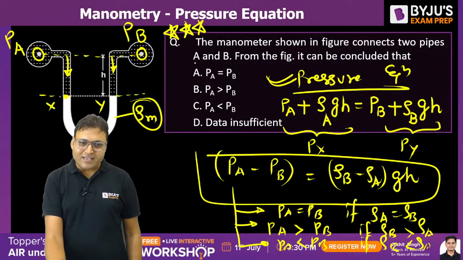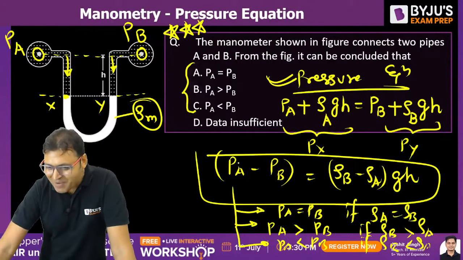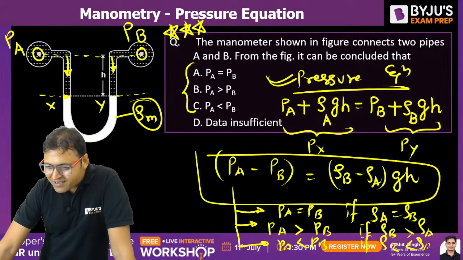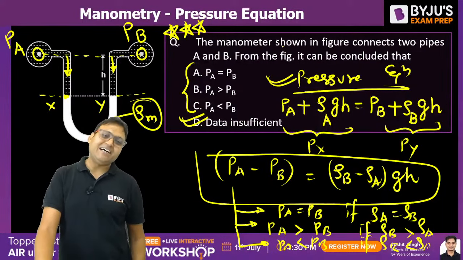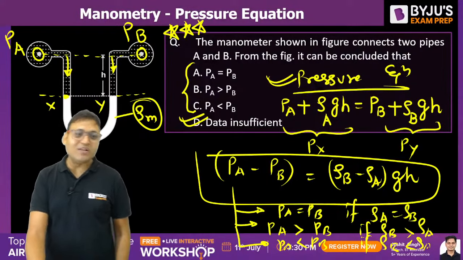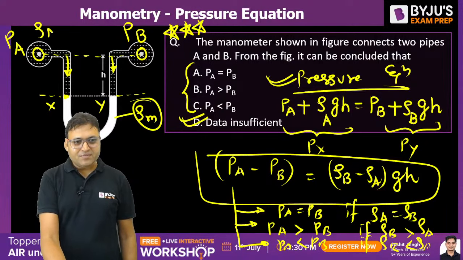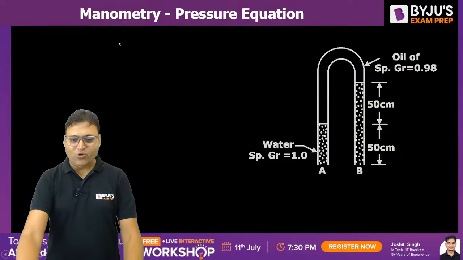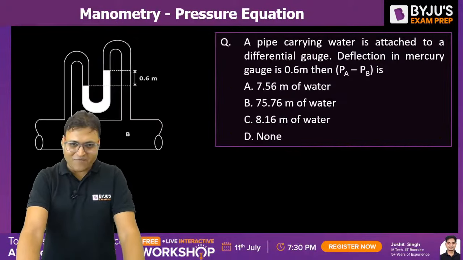So all these three options can be possible. Then the correct answer will be insufficient data. If we would have known the density of A and B, but the density of fluid A is not known, density of fluid B is not known. If we would have known the density of A and B, we could have got the correct answer. I hope it is clear to everyone.